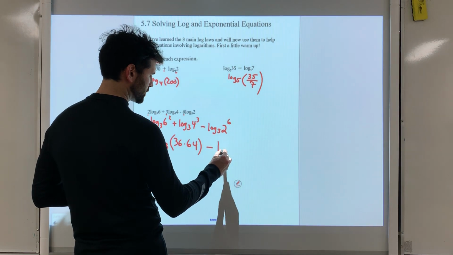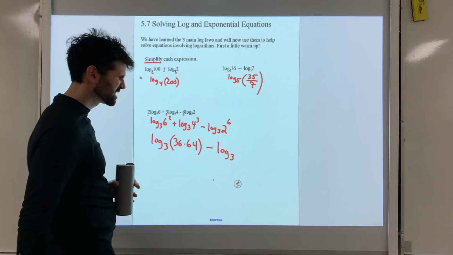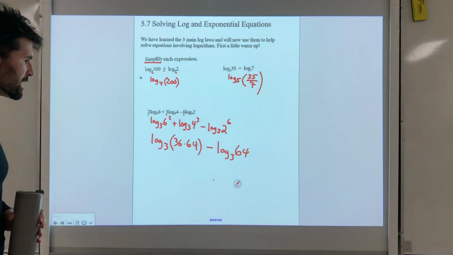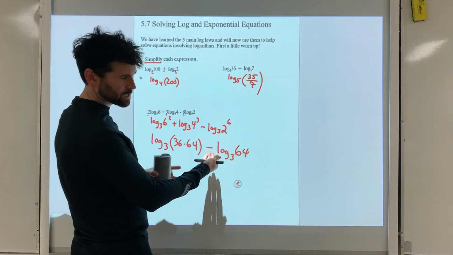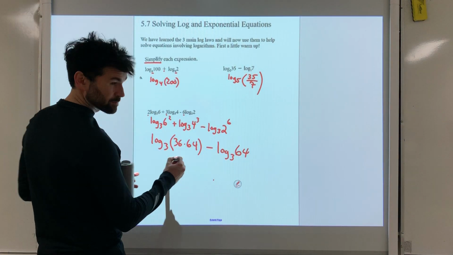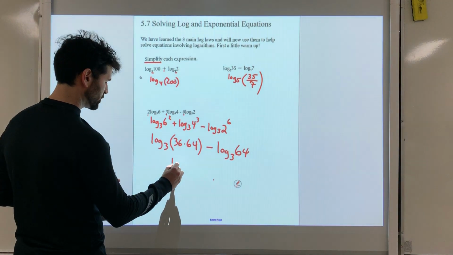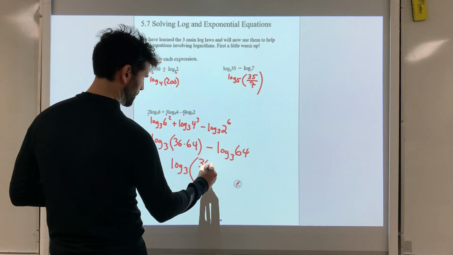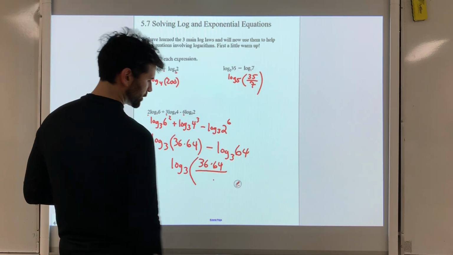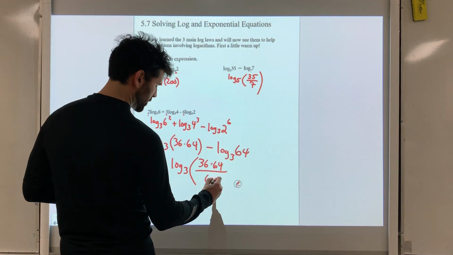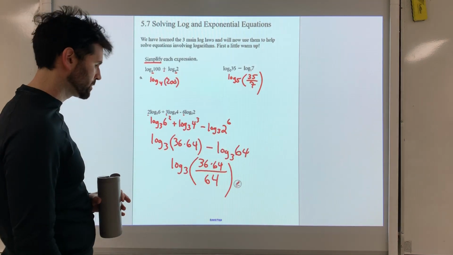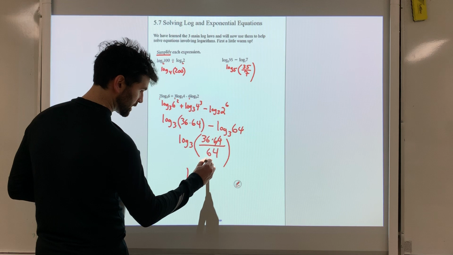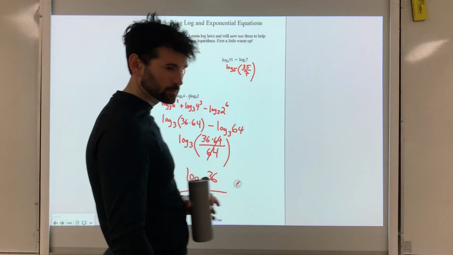And then you still have subtract log base 3 of 2 to the 6, which is 64, since 2 to the 5 is 32 and 2 to the 6 is 64. Now what do we do? Well, we have a subtraction sign, so it's the quotient law. Always check and make sure you have the same base, by the way. So I can write it as one big log, first argument, which you'll notice I didn't evaluate yet, divided by the second argument. That's handy because 64 divided by 64 is 1, so I can finish writing this as log base 3 of what's left over, just the 36, and you're done.